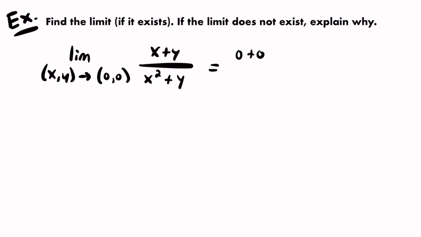We'll have 0 plus 0 divided by 0 squared plus 0, which will just give you 0 divided by 0, which is an indeterminate form. We cannot determine if this limit exists or does not exist using this method.